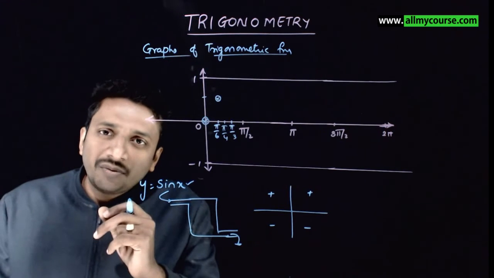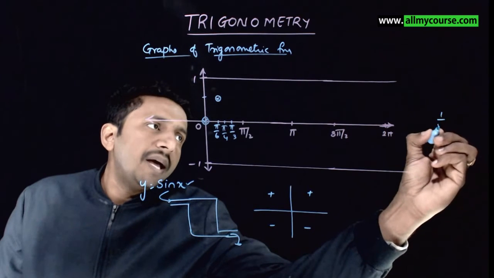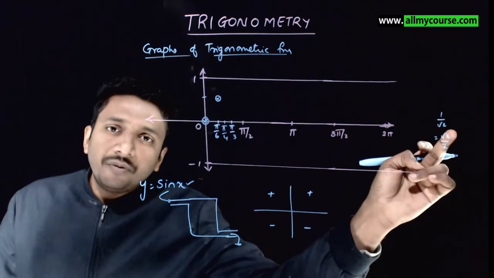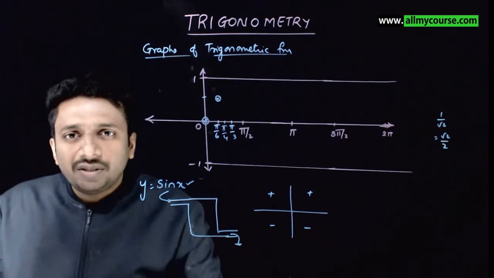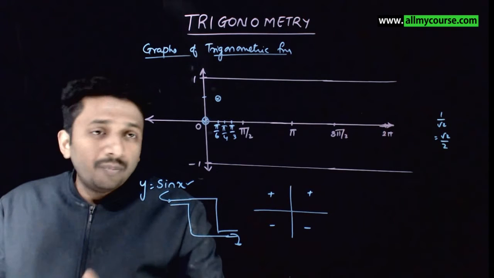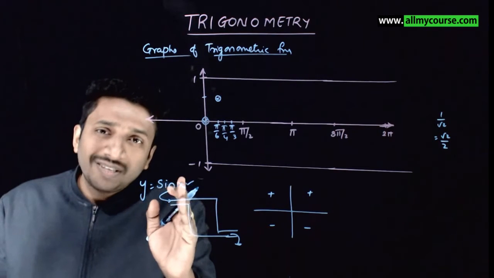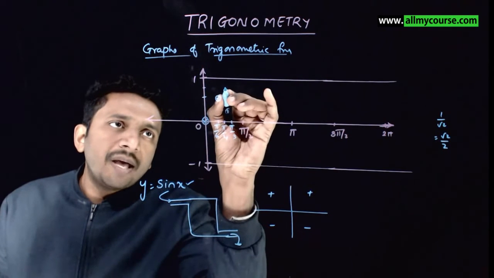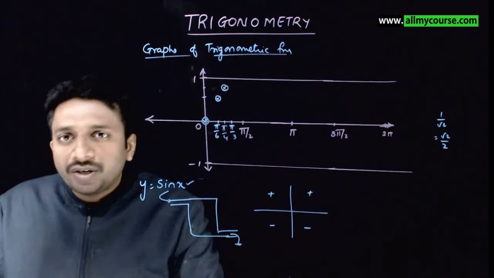1 by root 2 is nothing but root 2 by 2, right? So 1.414 by 2, 0.707. So it is approximately 0.7. So at pi by 4, the value is 0.7.